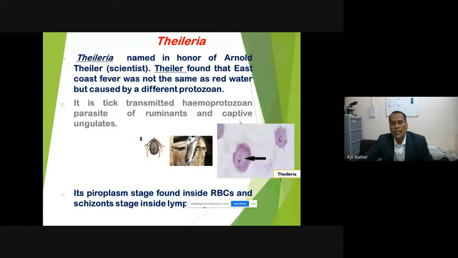Then another hemoprotozoan parasite is Babesia.